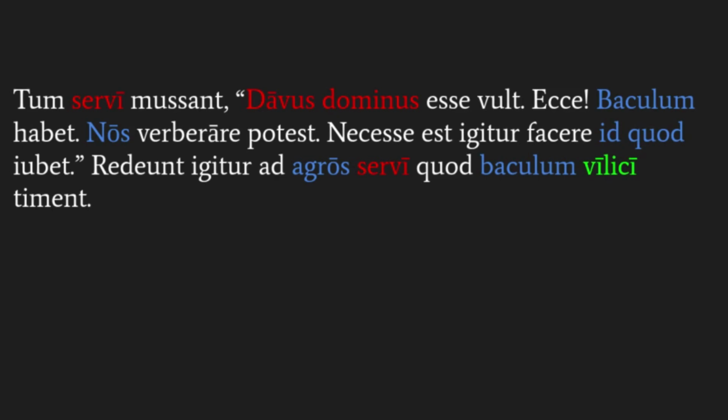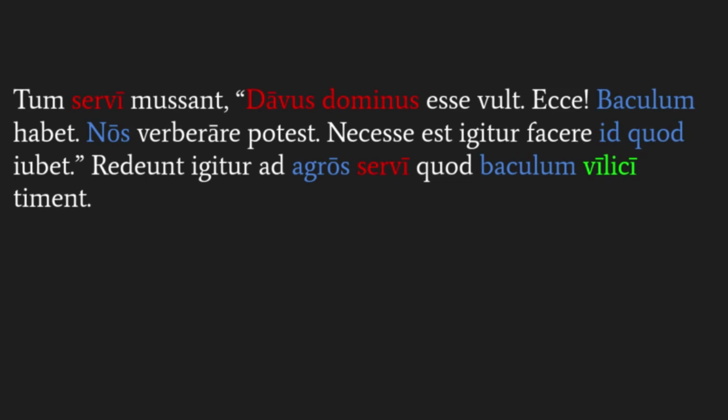Ecce means look. So ecce, baculum habet. Here, baculum is our direct object. Habet is our verb. And again, it's referring back to Davus. You're saying he is holding a baculum, a stick or a club, right? He's holding a club to threaten them, basically. So the idea here is that if they don't listen, Davus could hit them with this stick or club, however you want to interpret baculum.